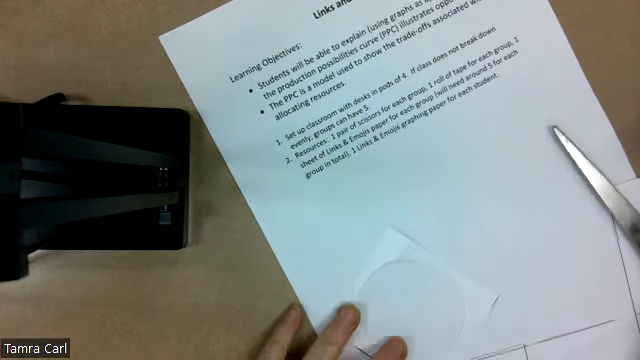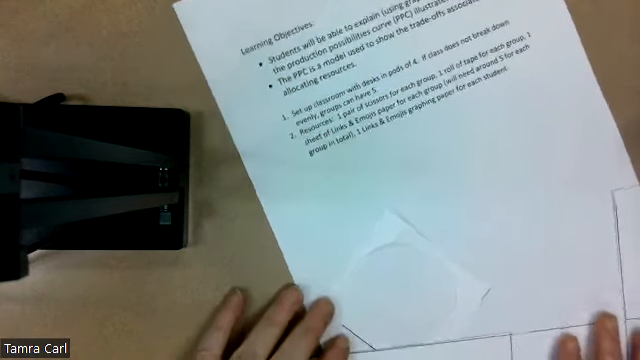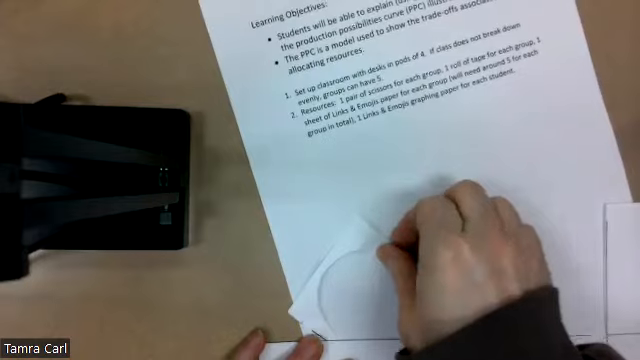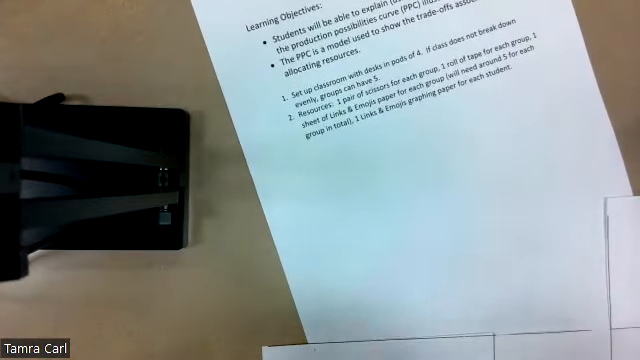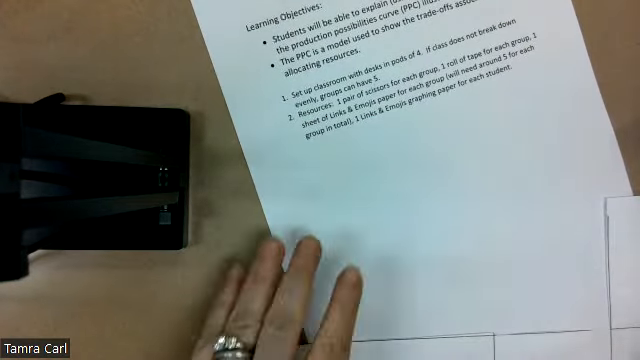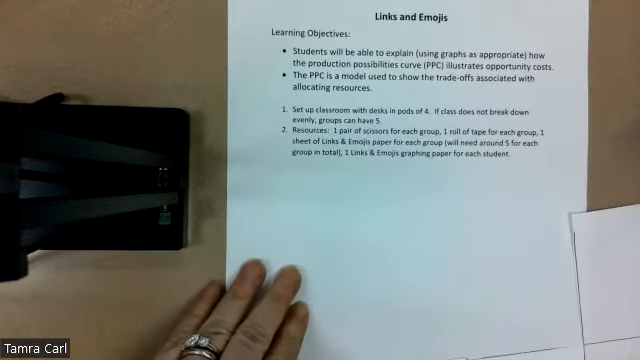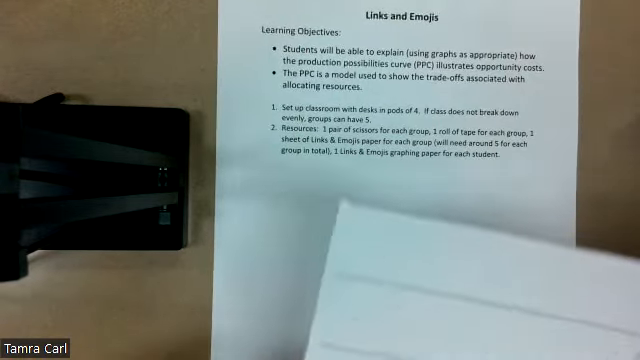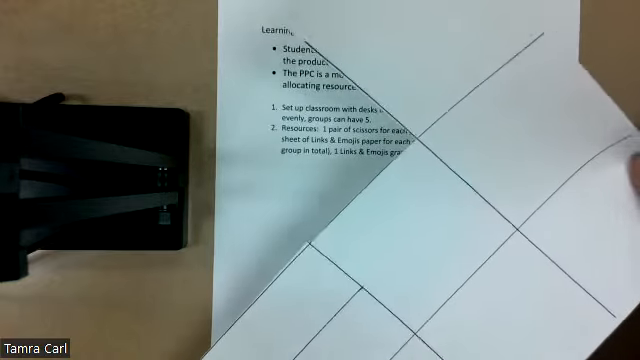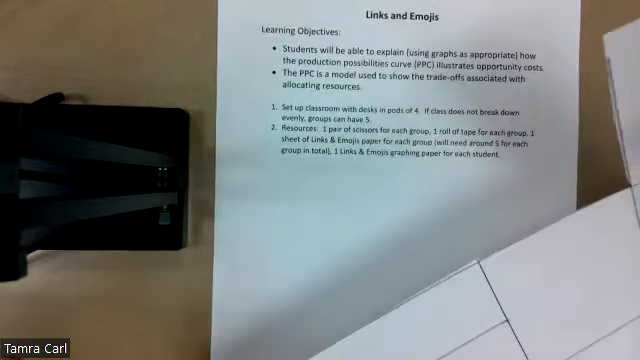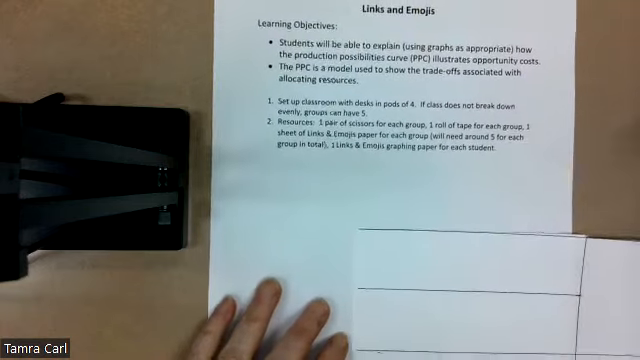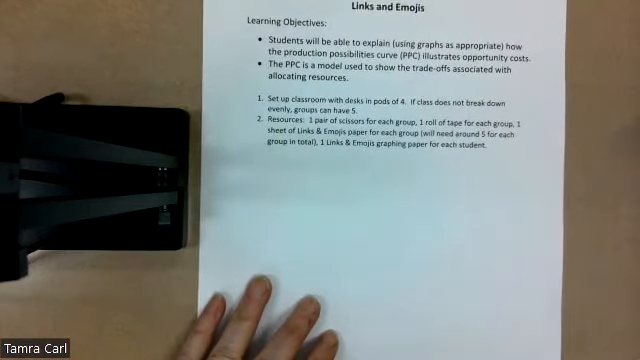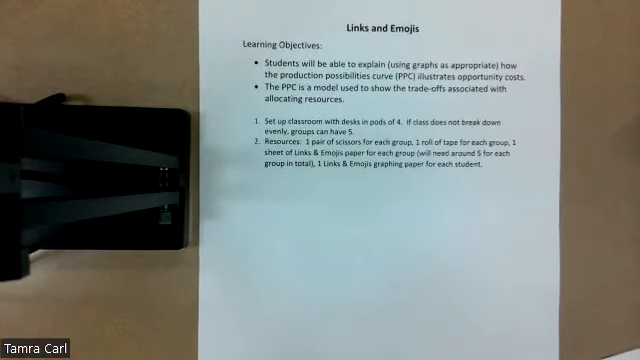So when I've gone through the instructions, I try to reiterate that you can only cut on the lines before you can do anything else, because that comes into play in rounds 2 and 3. I explain to them that I want them to make 6 links and 6 emojis. And so I will say go, and then they'll be working on it. And when the first group is done, they will say stop.